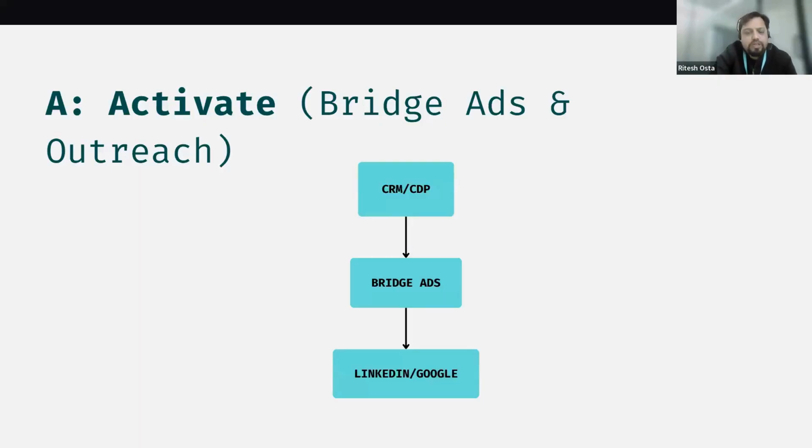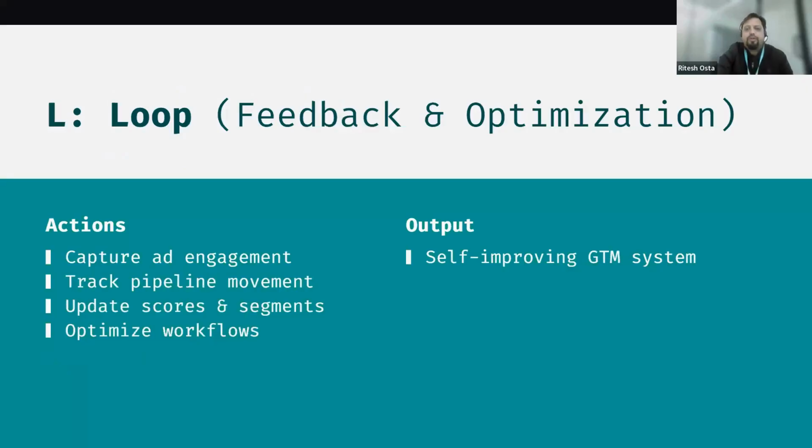Okay. So CRM to CDP, bridge ads, LinkedIn and Google, super important. And then you can add a layer of email and LinkedIn messages as well. Okay? So feedback loop, we already talked about it. Create a feedback loop, right?